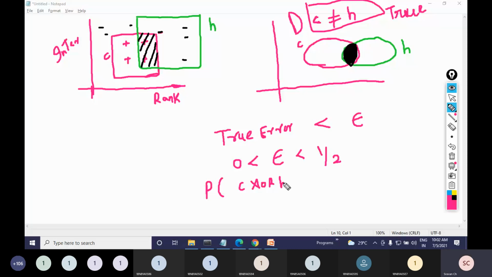This region is C XOR H, right? The area which is covered by C, not covered by H. Similarly, the area which is covered by H, not covered by C. So this region, this particular region, this part and this part, is our error.